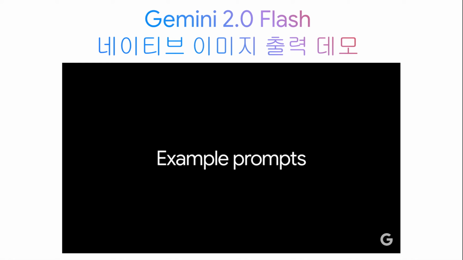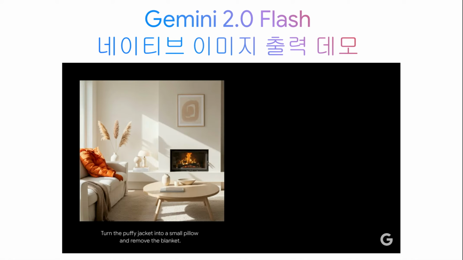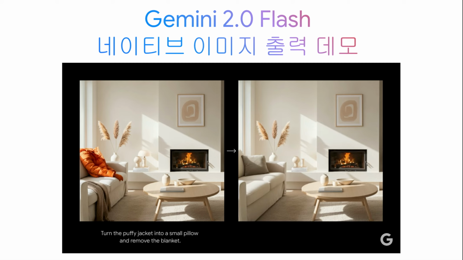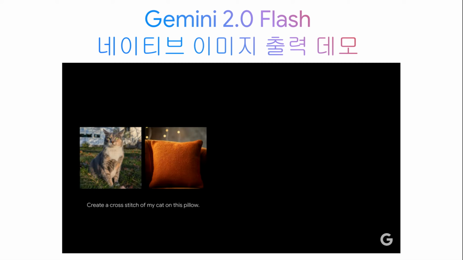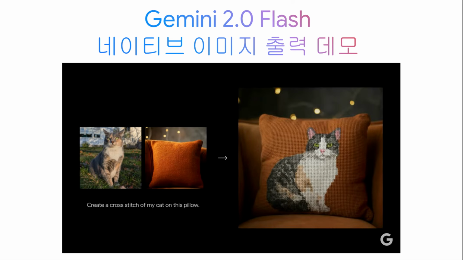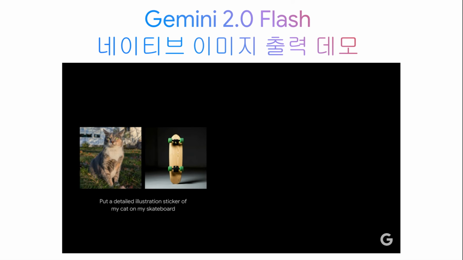Here are some more example prompts and outputs, all coming from Gemini 2.0 Flash. Let's say you want to make this photo look a little bit nicer by getting rid of all this stuff on the couch. Just give it this prompt, and the model does that for you. You can even combine images. You can ask what your cat might look like on this pillow or on this skateboard.